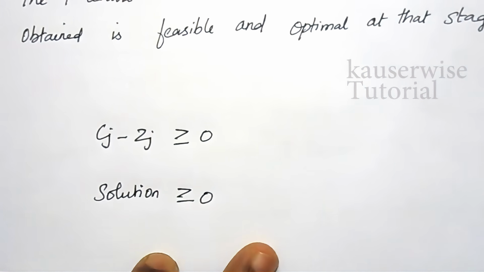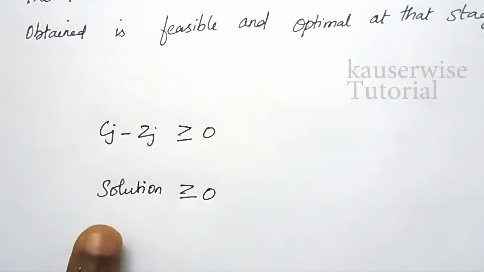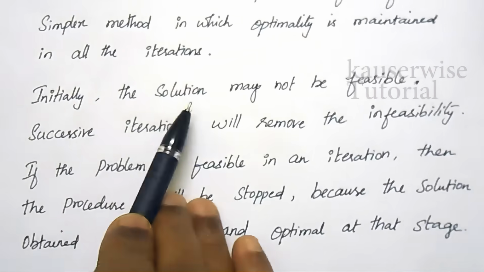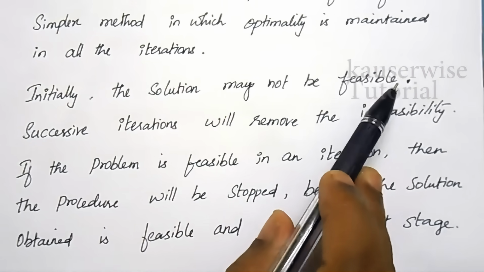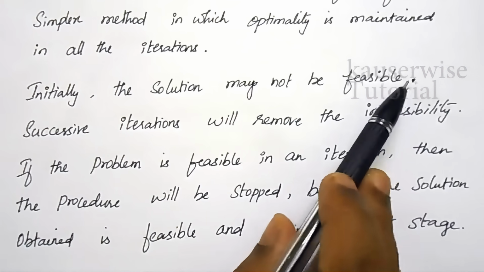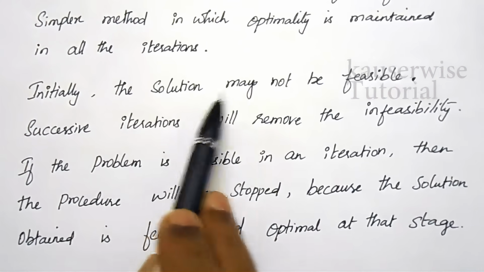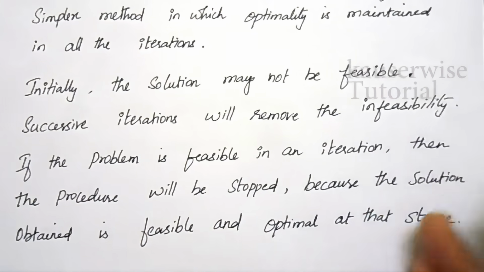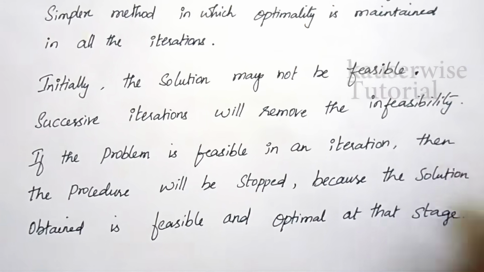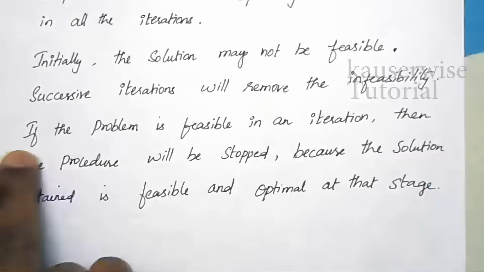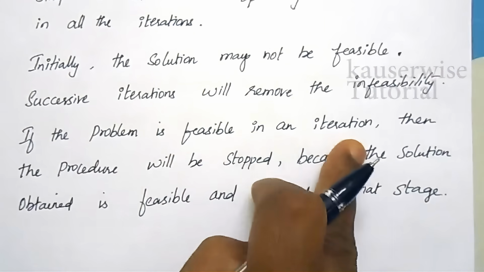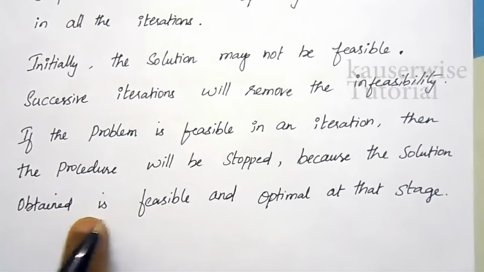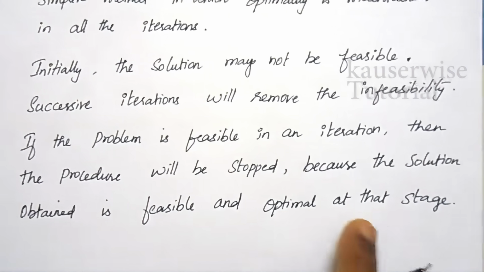But initially in the first simplex table, we may not be getting all positive values. Initially the solution may not be feasible, which means we won't be getting all positive values in the solution column. So the successive iterations will remove the infeasibility. If the problem is feasible in an iteration, then the procedure will be stopped because the solution obtained is feasible and optimal at that condition.